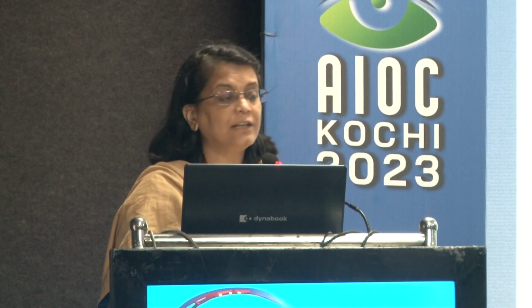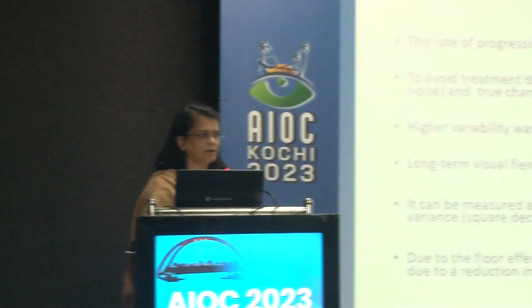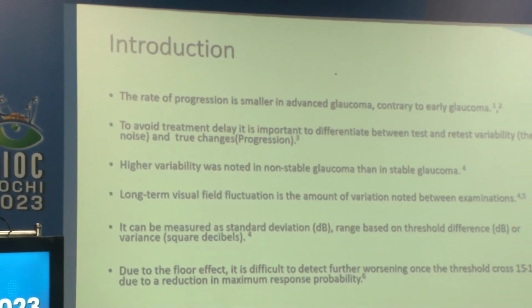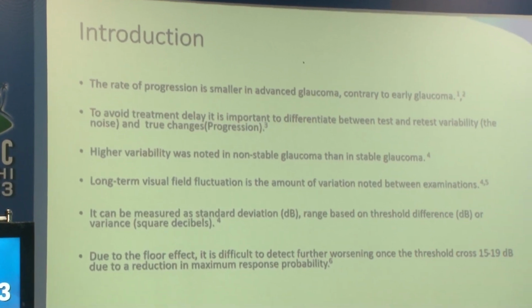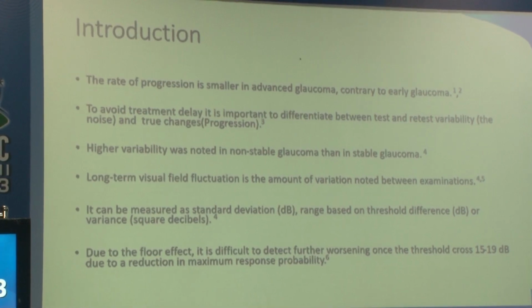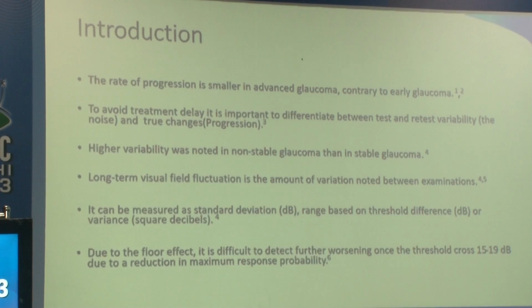Good afternoon, everyone. Today, my topic of presentation is to analyze long-term visual field fluctuation among eyes with moderate and advanced glaucoma. As we all know, the rate of progression in these eyes is very slow, and it's important to detect true change to avoid any treatment delay. This test-to-test variation, which is a long-term fluctuation, we can measure by using standard deviation, the threshold difference, or variance. Once the threshold value crosses 15 to 19 decibels, it becomes difficult to detect further change because of the floor effect.